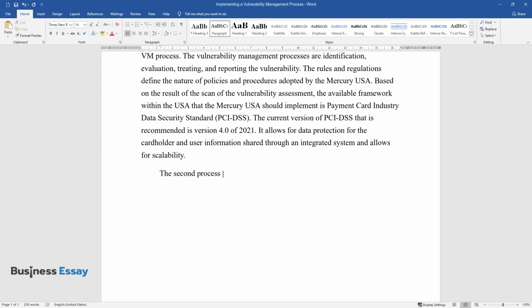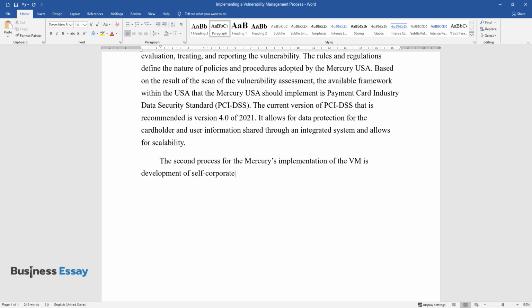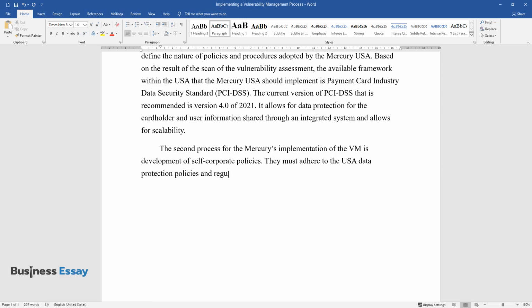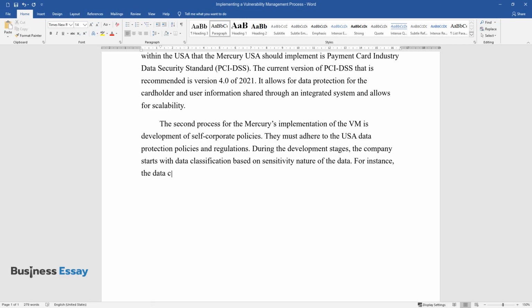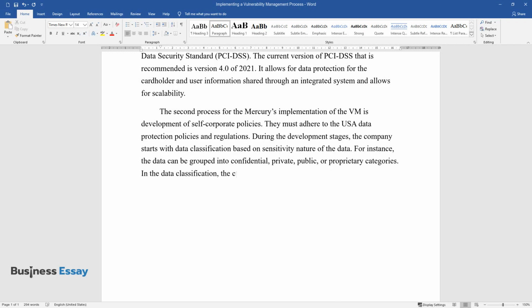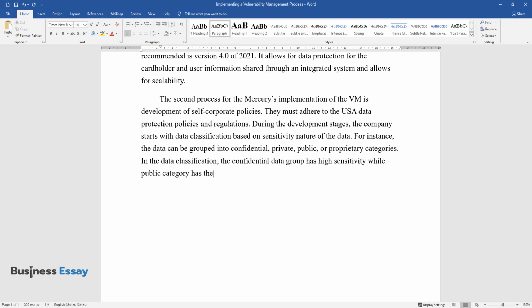The second process for the Wannacry's implementation of the VM is development of self-corporate policies. They must adhere to the USA data protection policies and regulations. During the development stages, the company starts with data classification based on the sensitivity of the data. For instance, the data can be grouped into confidential, private, public, or proprietary categories. In the data classification, the confidential data group has high sensitivity while the public category has the least data protection mechanisms.